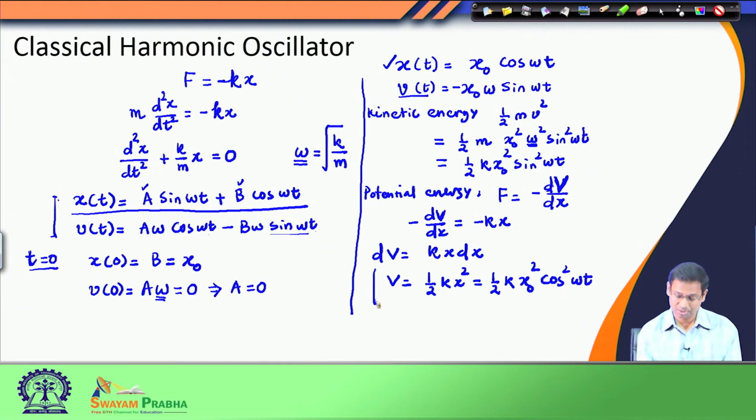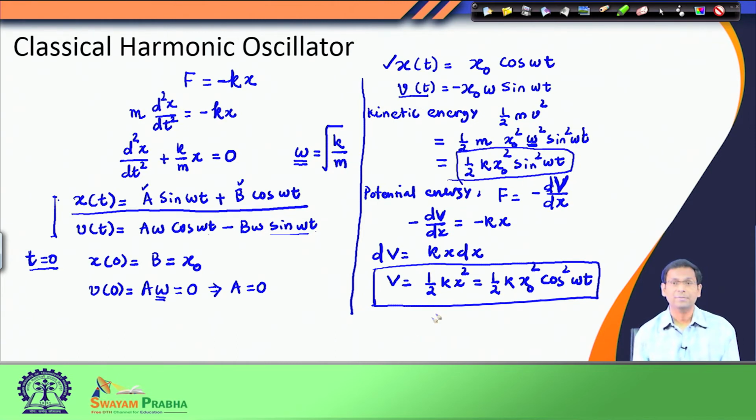So, now this is my potential energy of the harmonic oscillator and this is my kinetic energy of the harmonic oscillator. If you see, the potential energy of this harmonic oscillator is a square of a cosine function. The kinetic energy of this classical harmonic oscillator is a sine square function. If I add the kinetic energy and the potential energy, you would see half k x 0 square sine square omega t and then cos square omega t.